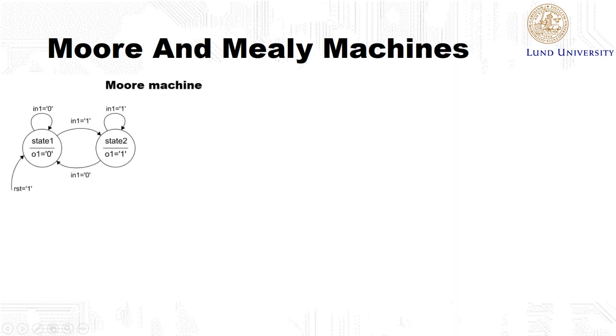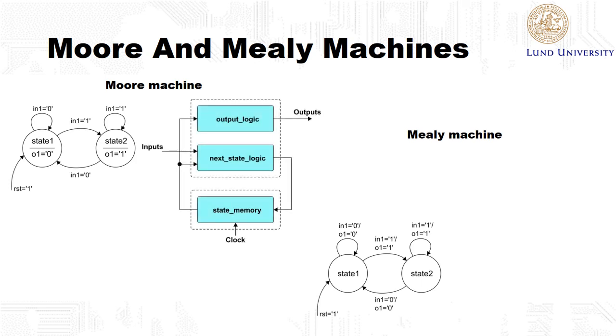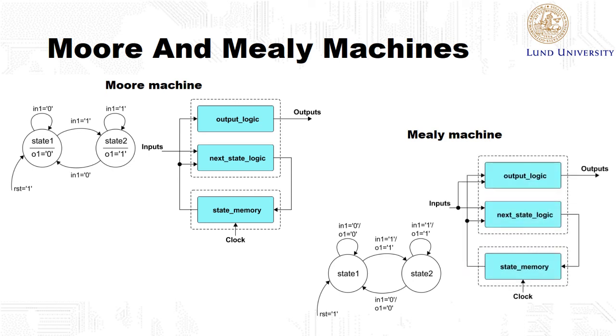The finite state machine that we described in the previous example was a Moore machine. We can also describe a Mealy machine in VHDL. The difference between a Moore and a Mealy machine is how the outputs are generated. In a Moore machine, the output only depends on the current state, whereas in the Mealy machine, the output not only depends on the current state, but also on the current input.